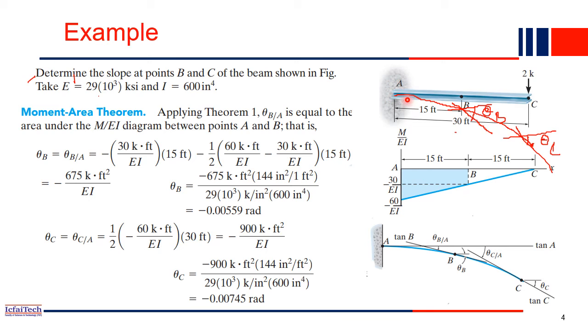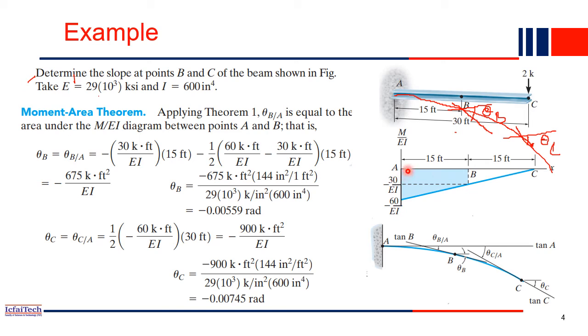So if you find out the slope difference between these two points, here it is anyway 0, so here you will get the value of theta B, right? How to calculate the slope difference between these two points is nothing but simply the area under the M by EI diagram between the two points. This entire blue shaded area is nothing but the area under the M by EI diagram. So if you calculate the area here, that area is nothing but the slope at B. Very simple, right? As per this equation, as per this theorem.